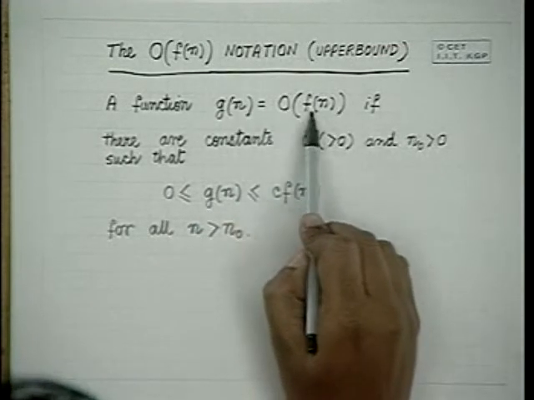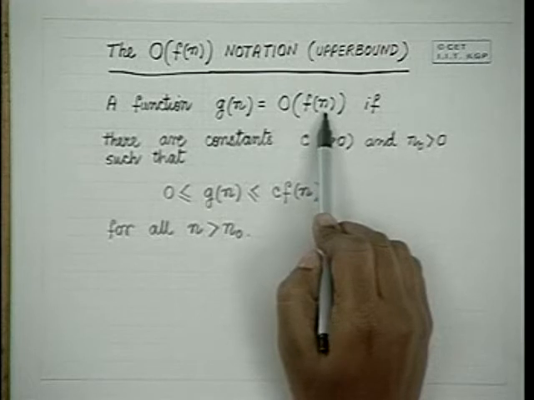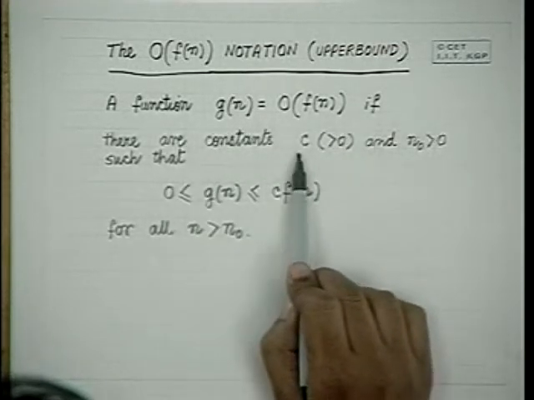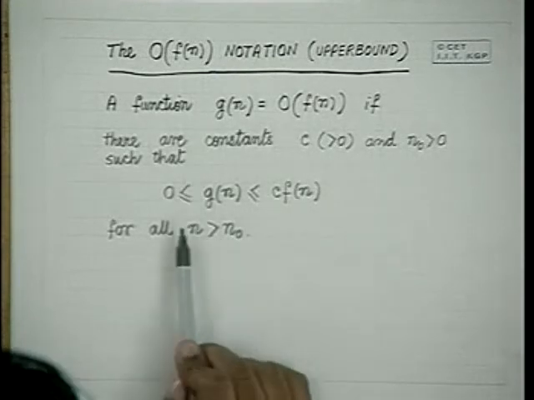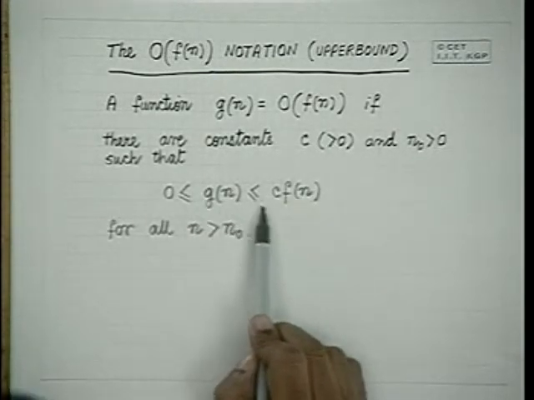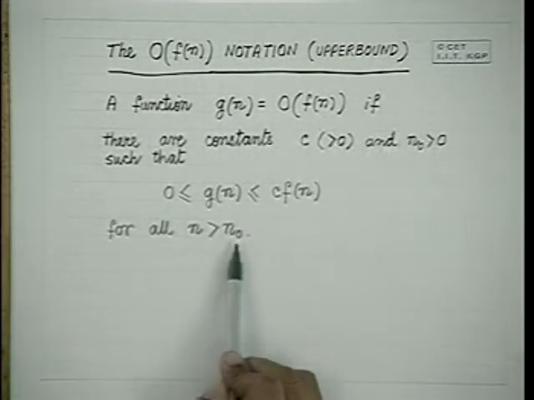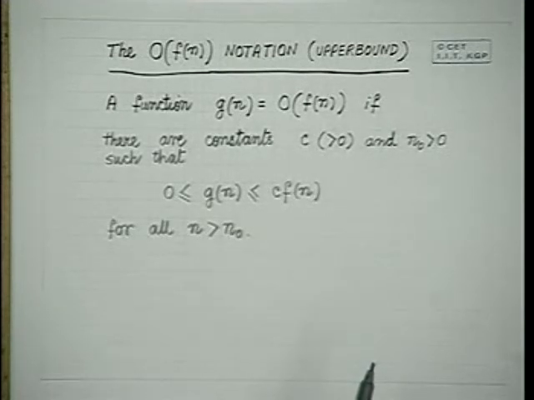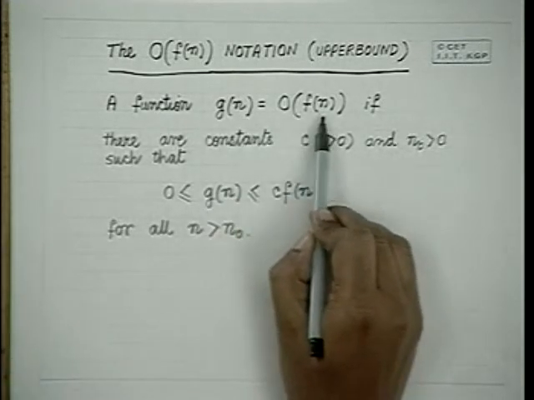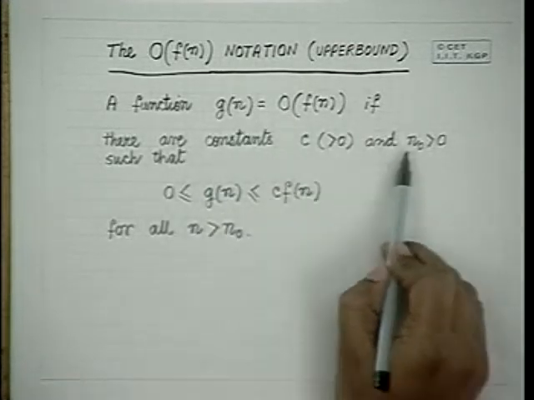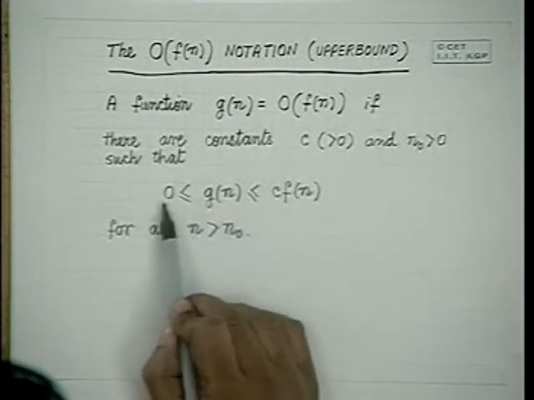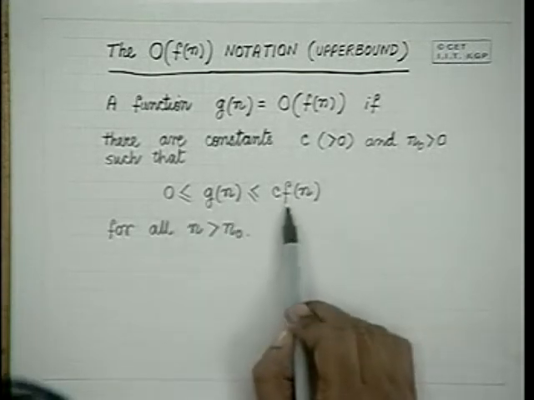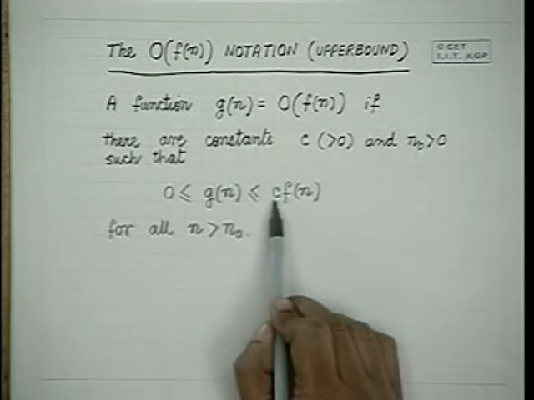When G(n) is equal to O of F(n), that is, G(n) is upper bounded by F(n), there are two constants C and N0, both positive, such that 0 is less than or equal to G(n), which is less than or equal to C times F(n), for all n greater than N0. A function G(n) is upper bounded by a function F(n) if there are constants C and N0, both positive, such that for all n greater than N0, G(n) is greater than or equal to 0, obviously a positive function, and it is also less than or equal to C times F(n).